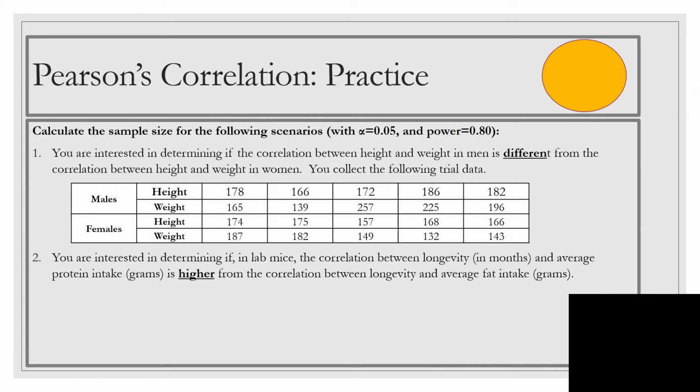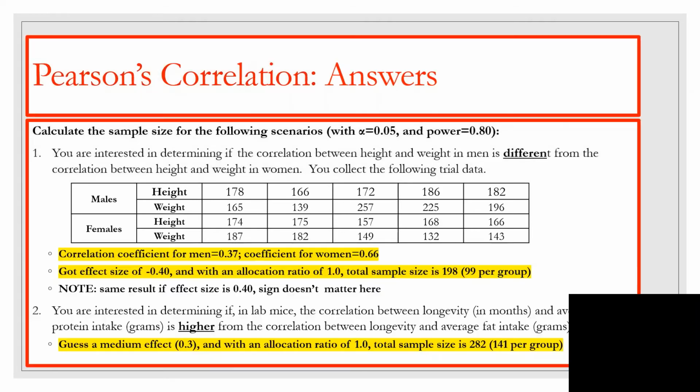Here are a couple examples you can take a look at yourself on height and weight in men and women, and then lab mice. For the first exercise, we have raw data, so we can plug that into SAS, get correlation coefficients for men and for women between height and weight, which gives us an effect size of 0.4. And then since these groups were the same, there's 5 in each group, 5 men, 5 women, it's an allocation ratio of 1.0. So we need 99 per group, or 198.